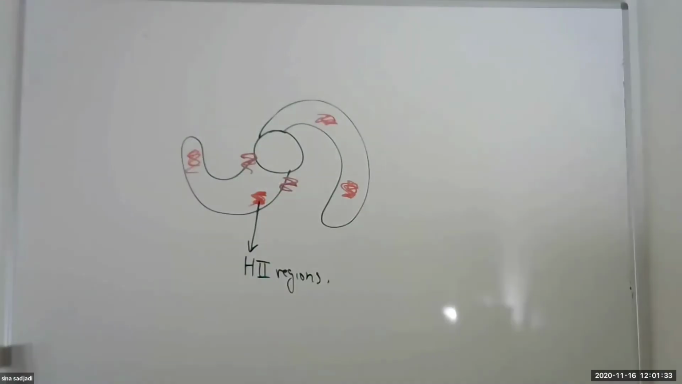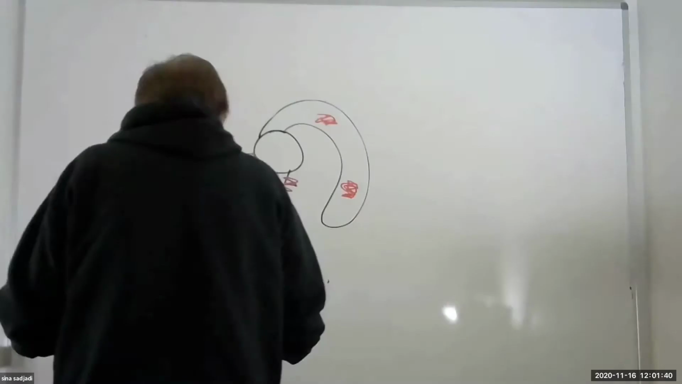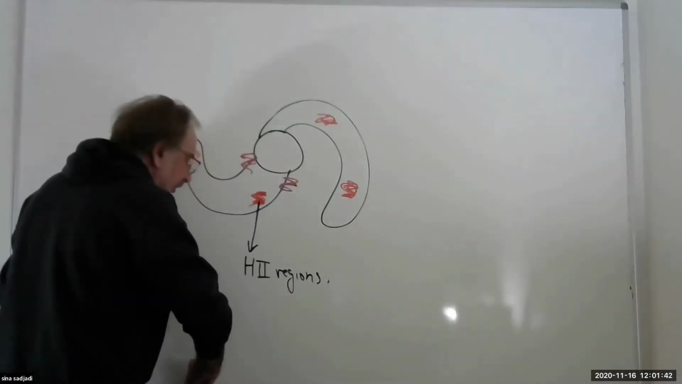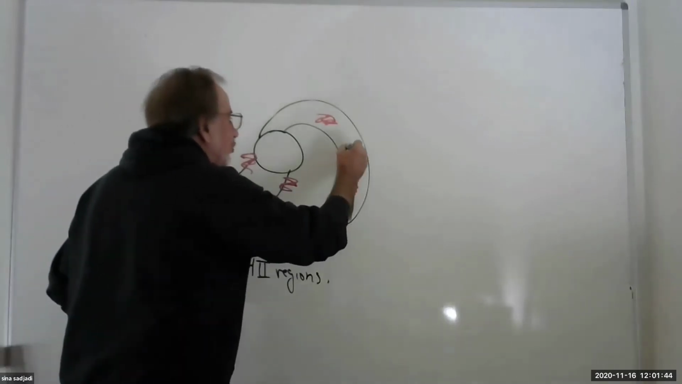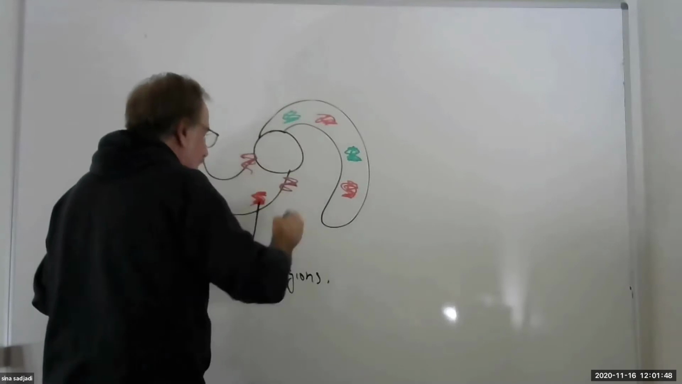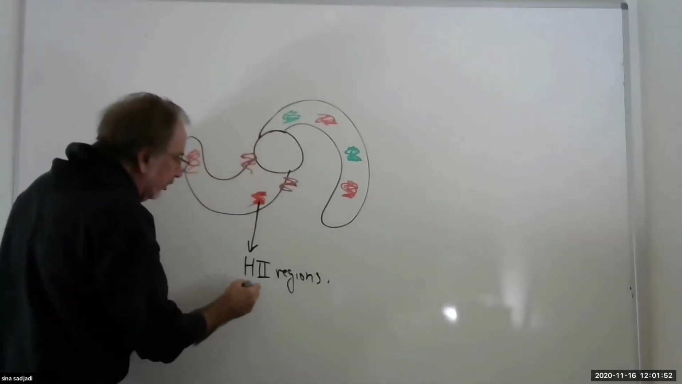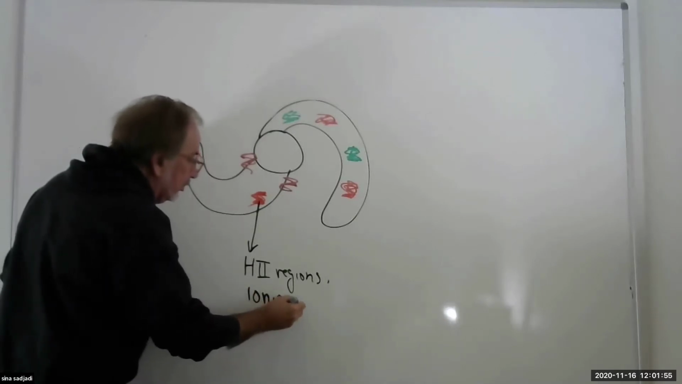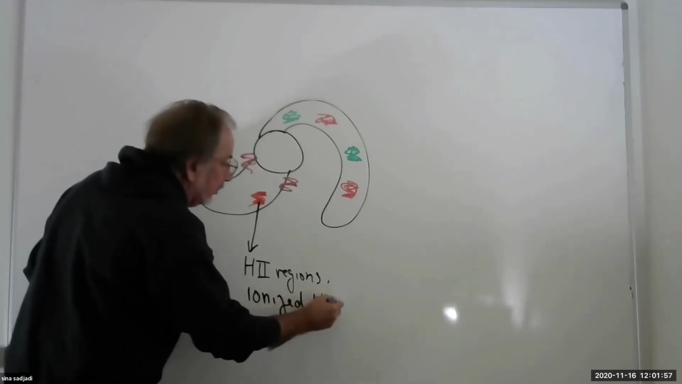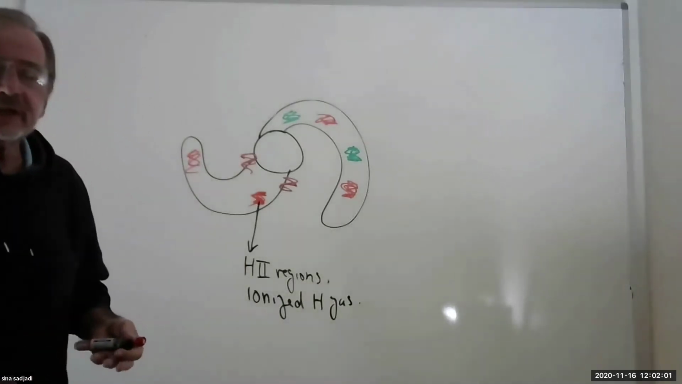Now there's some other place here. These other places, this is neutral hydrogen cloud. So these H2 regions, we say they're ionized hydrogen gas. Ionized hydrogen gas. All right, these H2 regions, we call them ionized hydrogen gas.